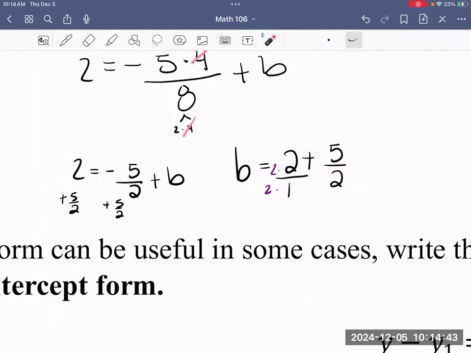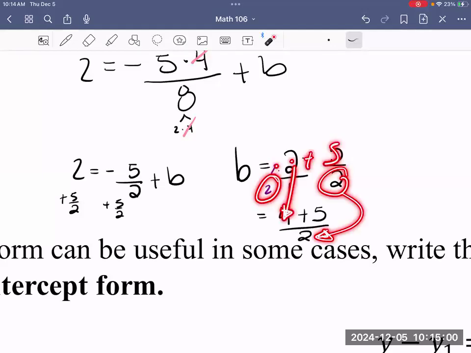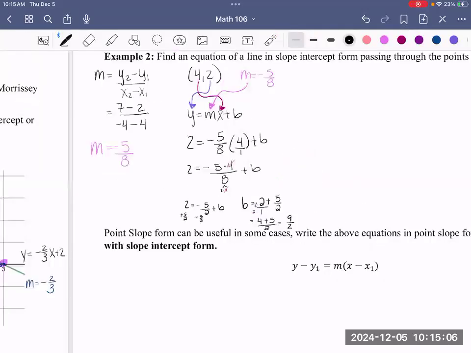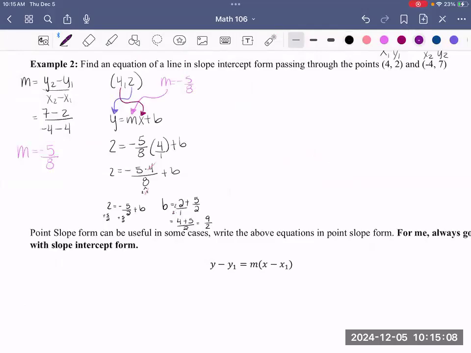If they're different, you can always multiply by either side of your denominators. So we get 4 plus 5 all over 2. Common denominator, we're just going to keep as 2. 2 times 2 gives us 4 plus the 5, which is equal to 9 over 2. So this is what your b is. So now you have your b is 9 over 2.